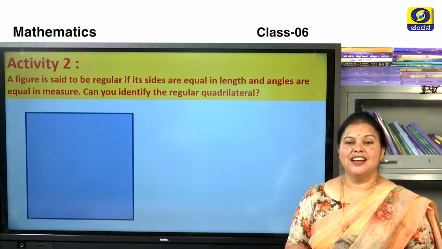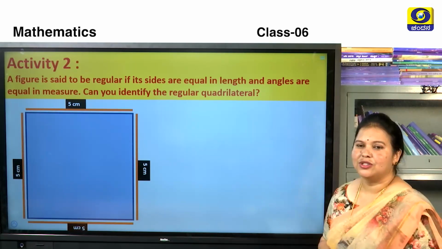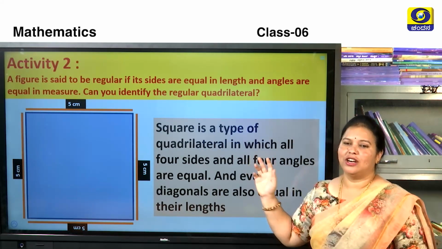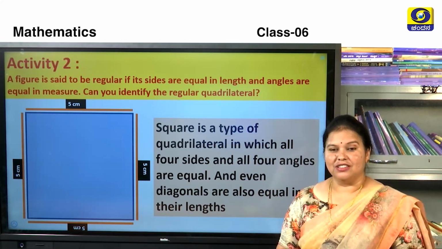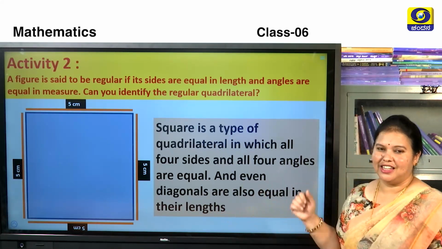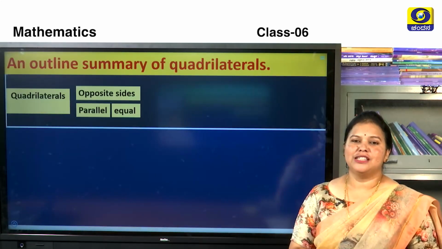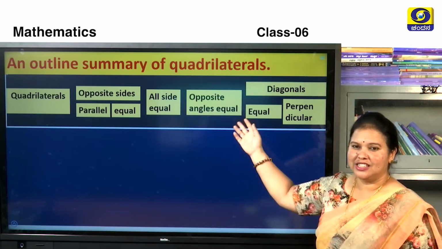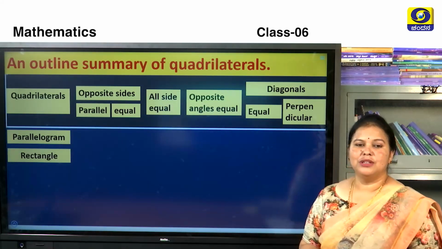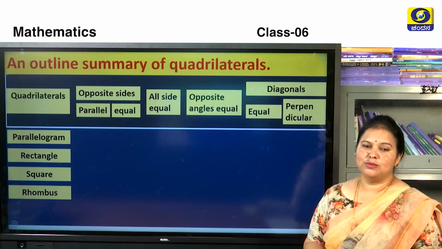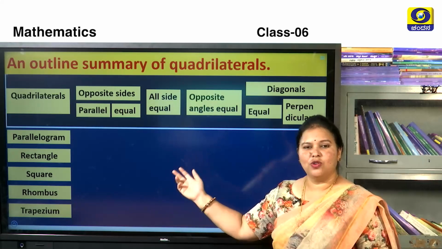Yes, it is a square. You see here, all the sides are equal. So, square is a type of quadrilateral in which all four sides and all four angles are equal and even diagonals are also equal in their lengths. Isn't it, children? On the whole, we can make an outline summary of quadrilaterals as shown on the screen. So, we have 5 types of quadrilaterals: parallelogram, rectangle, square, rhombus and trapezium. Now, we'll see the characteristics of these quadrilaterals one by one.